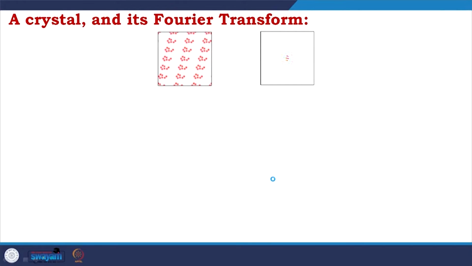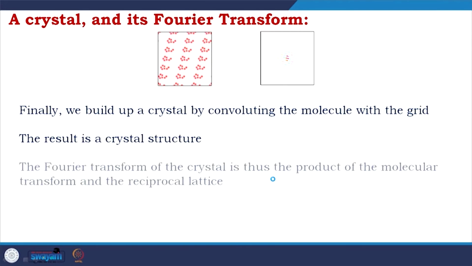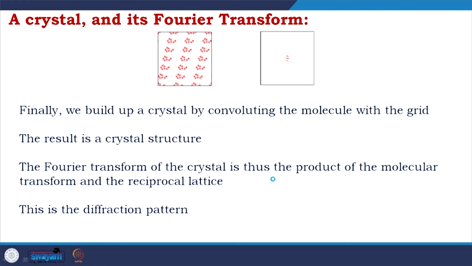Now, we are going from there to a crystal and we start getting a pattern. Finally, we build up a crystal by convoluting the molecule with the grid. The result is a crystal structure. The Fourier transform of the crystal is thus the product of the molecular transform and the reciprocal lattice. We also talked about this, and this is the diffraction pattern.